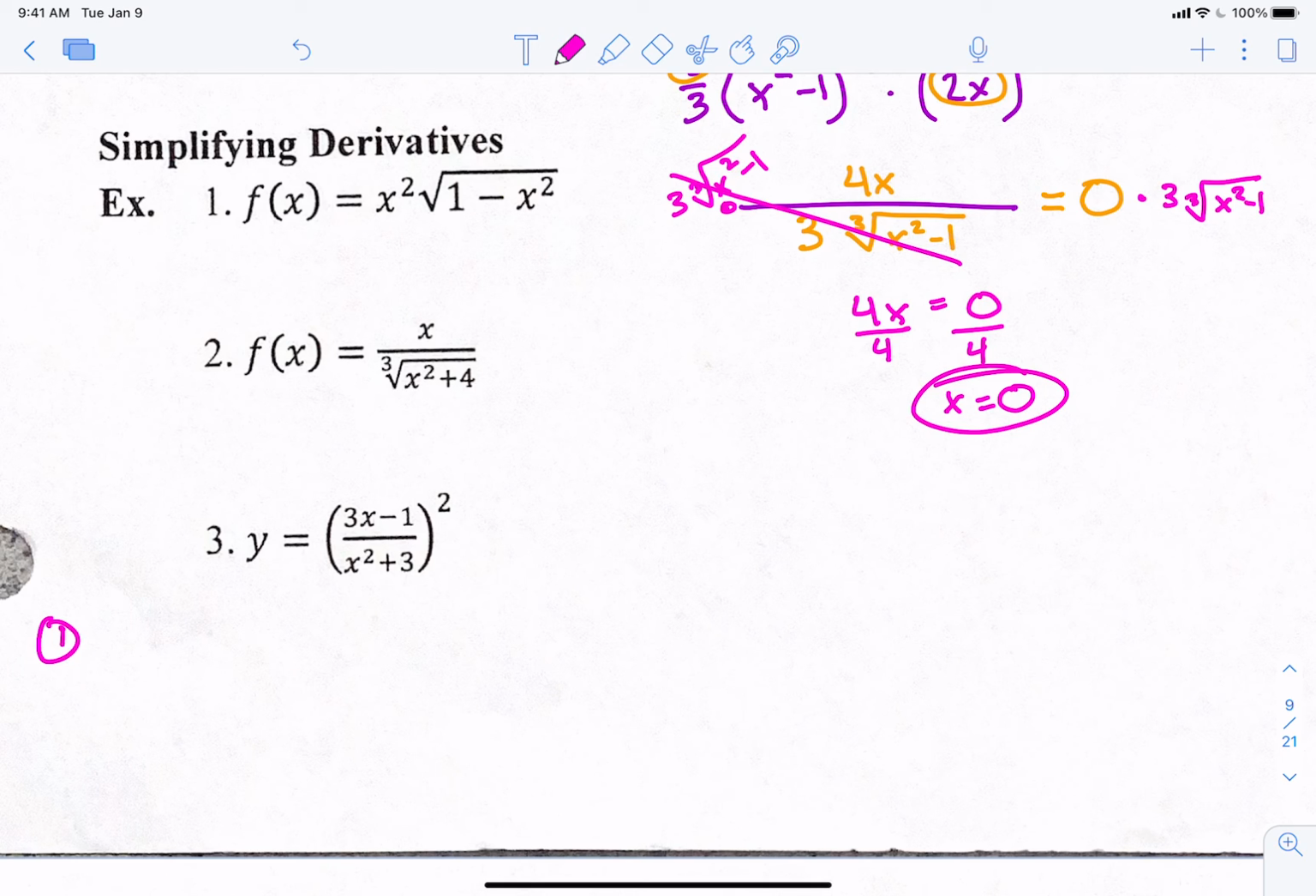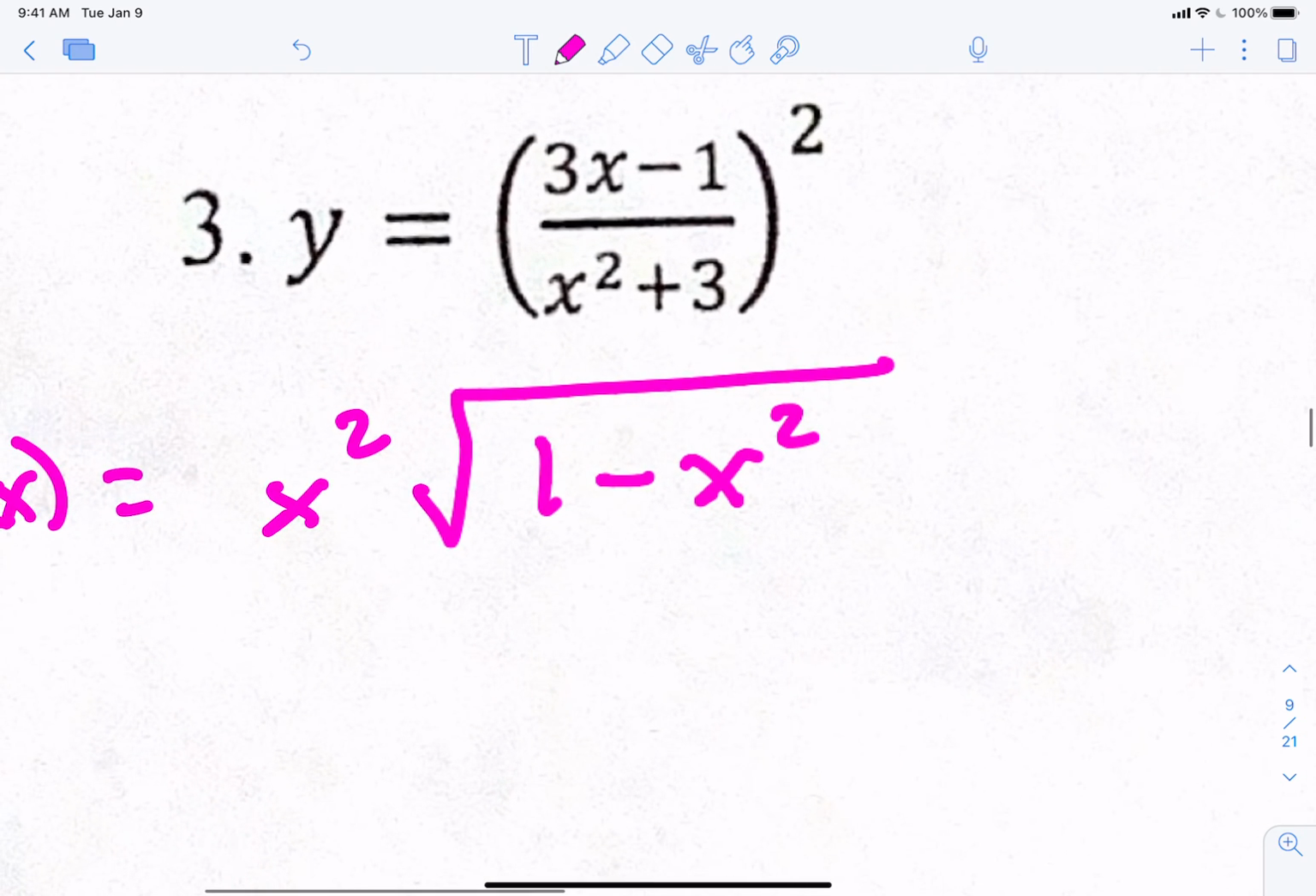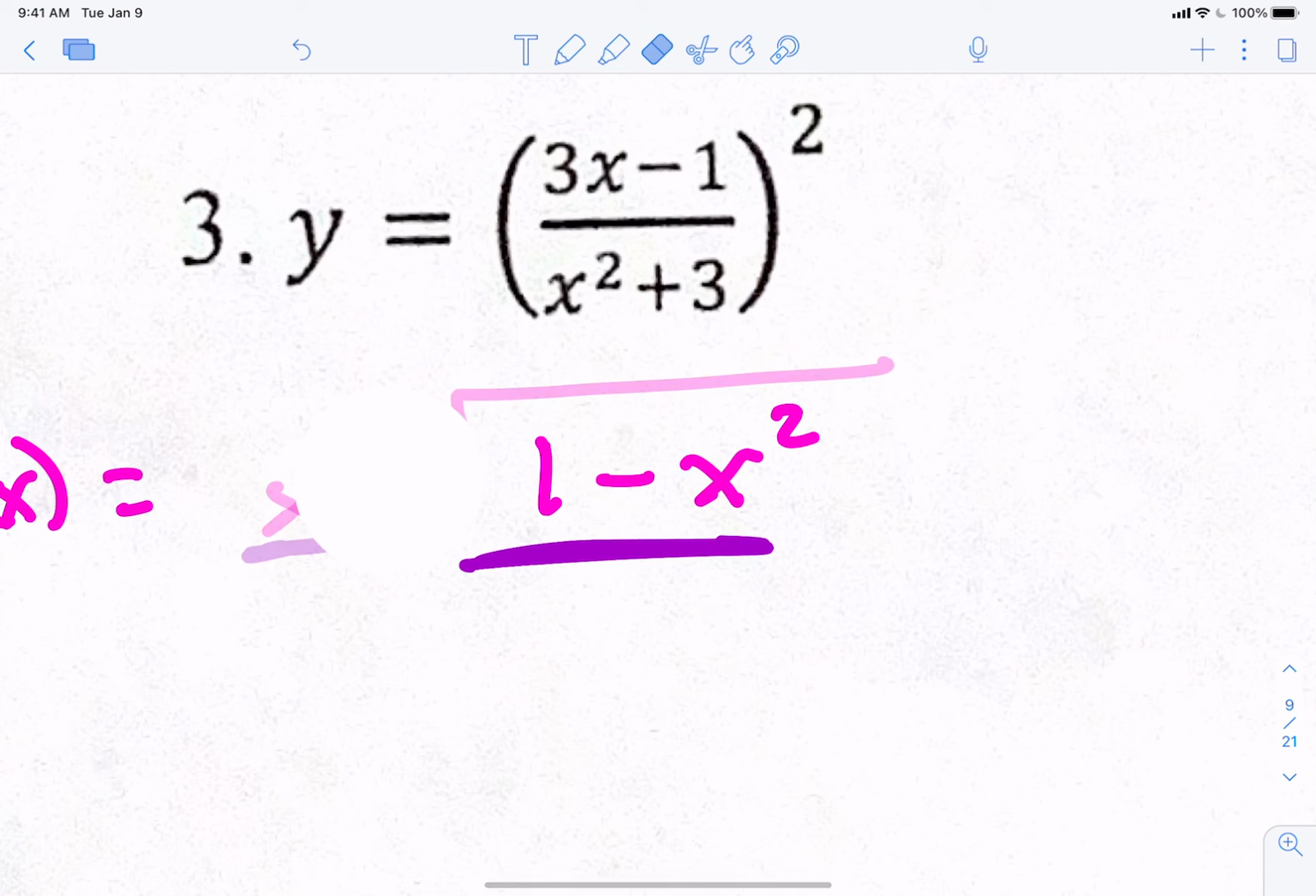f of x equals, okay? Choosing where you start is probably the hardest part. So we have to identify what rule we are using or what is happening to this function. Okay, I have 2 pieces here. I have x squared and I have this guy. And what's happening to them? It's not a power. You are multiplying those 2 things together. So that means we have a product, right?